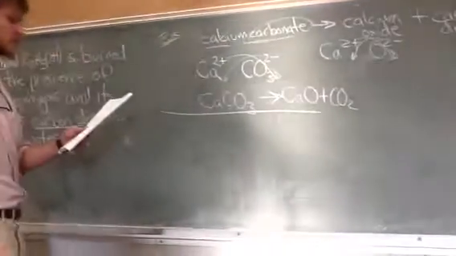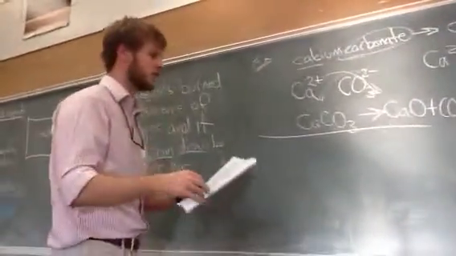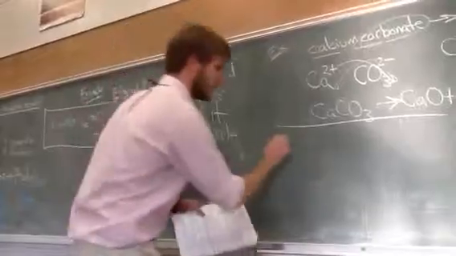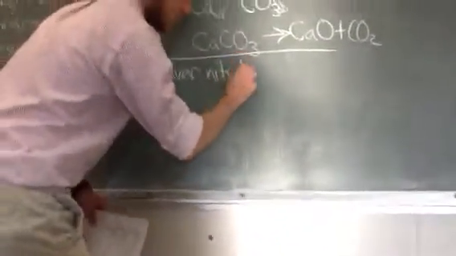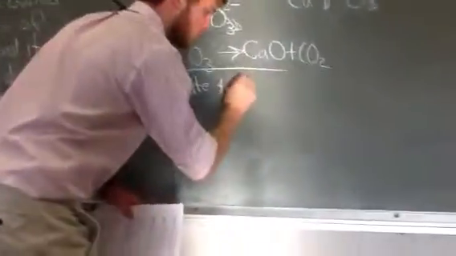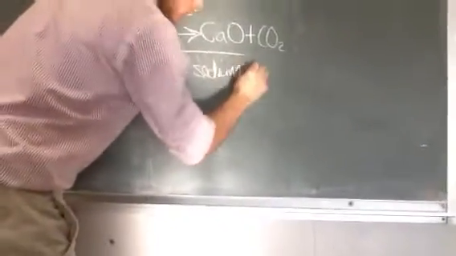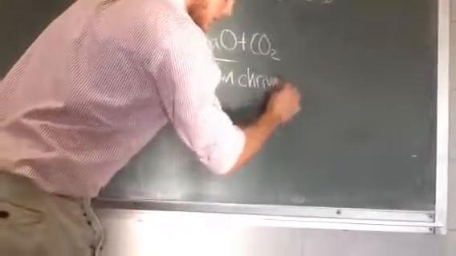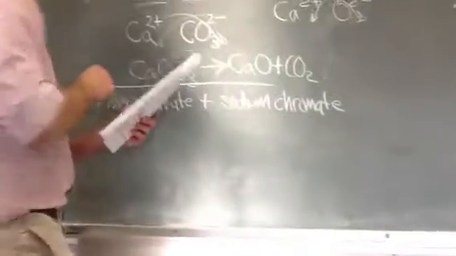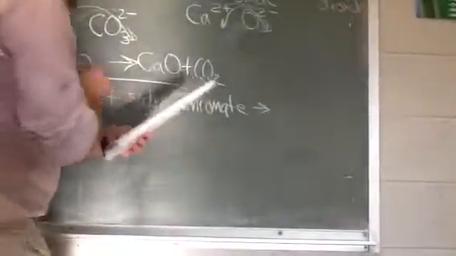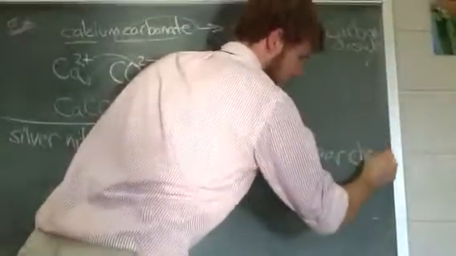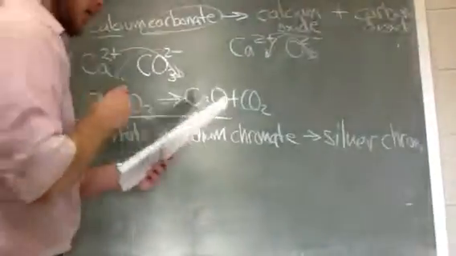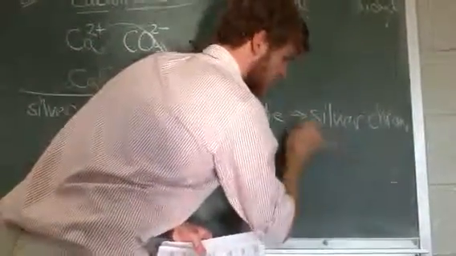It says aqueous silver nitrate. Now we're going to talk about what this aqueous thing means here in a second, but I'm not worried about it right now. Silver nitrate reacts with aqueous sodium chromate. So we've got sodium chromate to make solid silver chromate. Oh, this is exhausting. Good thing I wrote it for you. And sodium nitrate.